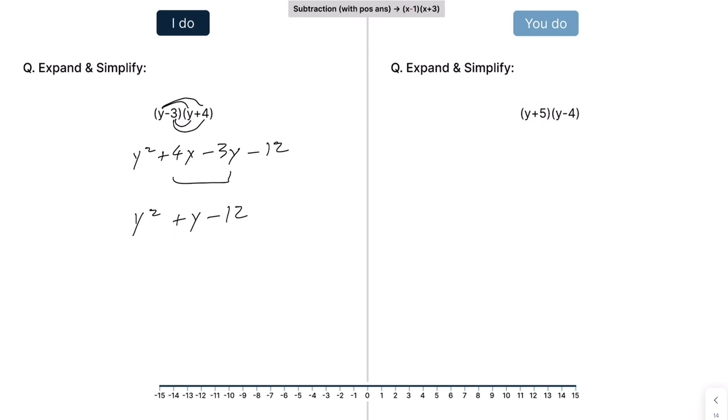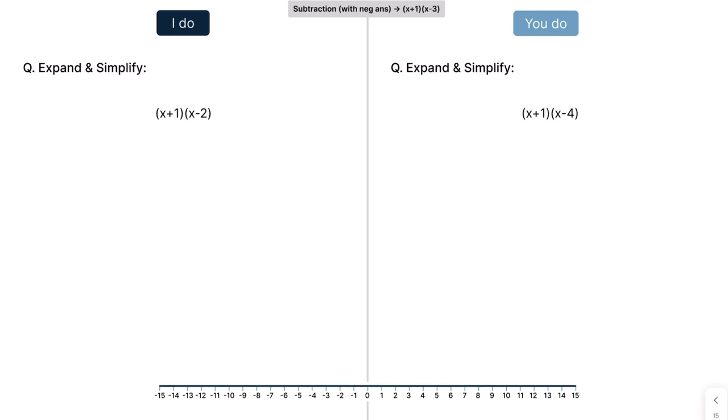Again, press pause and have a go at the example on the right. So that's going to be y squared minus 4y plus 5y minus 20. Again, you can use the number line here. So we're starting on minus 4 and we're adding 5. So that's 1, 2, 3, 4, 5. So that's going to be y squared plus 1y minus 20, or you can just leave it as y.